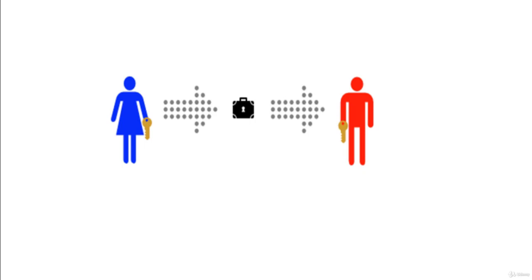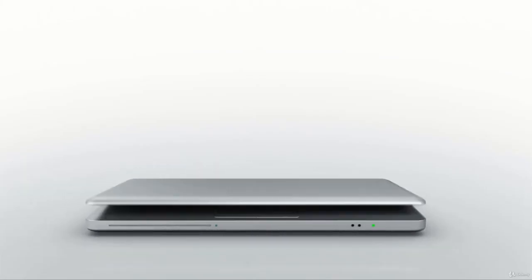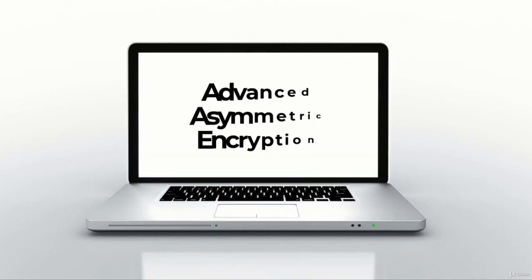Bob generates a key pair consisting of his public key and private key. Bob then publishes his public key and Alice fetches it. Alice then generates a temporary symmetric key and uses Bob's public key to securely send it to Bob. Bob then uses his private key to unlock his copy of the symmetric key. Bob and Alice can use those symmetric keys to securely send messages back and forth. In the next lecture, we will see advanced types of asymmetric encryption.